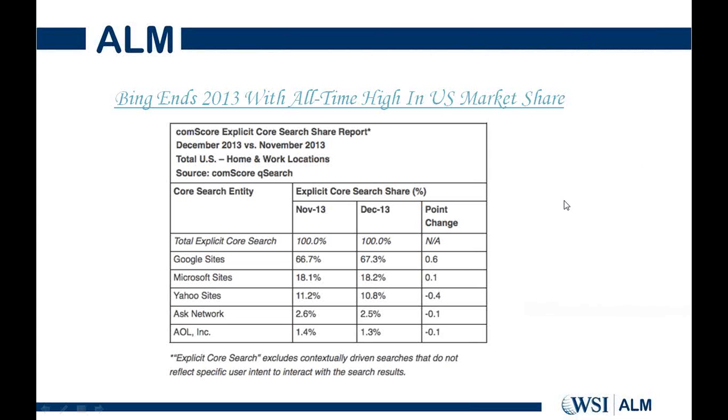So that's the search share for 2013. Once again, to reiterate, Google was 66.7 in November, and they went to 67.3 in December. Microsoft was 18.1. They actually went to 18.2 as far as their search share was concerned. Yahoo's been declining, and that's kind of not a good sign, but I guess they're probably going a different direction with their content strategy and their new CEO, Marissa Mayer, at the helm. They dropped their search share from 11.2 to 10.8%.